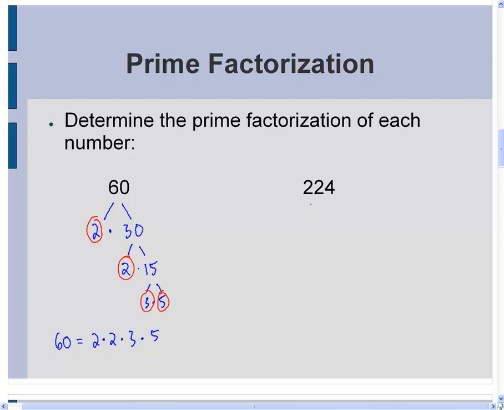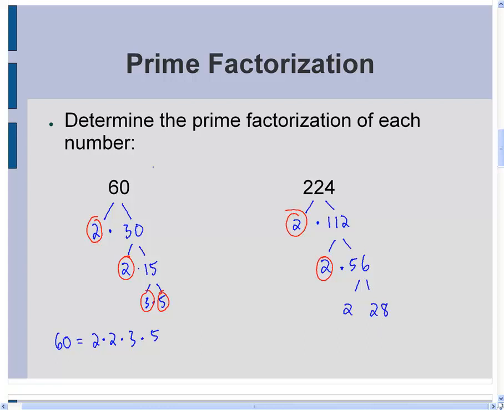All right, again, I would start by saying, well, I can see that it's even, so it's divisible by 2. And so I can write it as 2 times, let's see, that would be 112. 2 is prime. 112 is not prime. It can be written as 2 times 56. Again, 2 is prime. And is 56 prime? Well, no, it's still even.